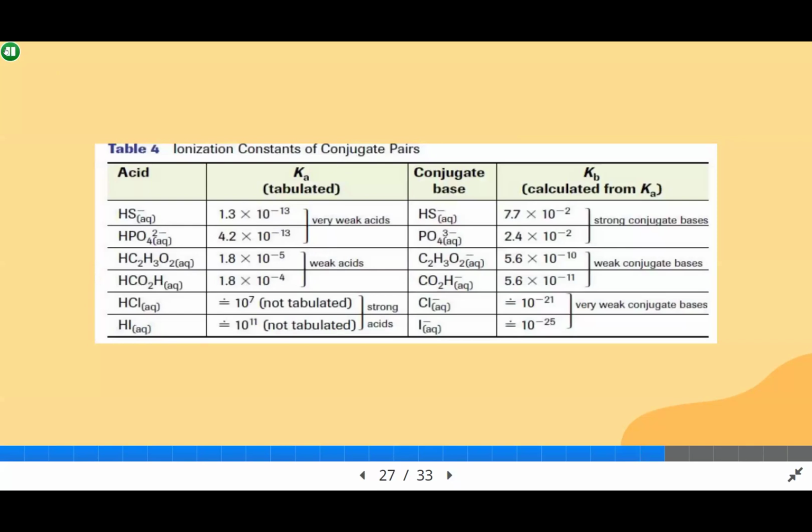This table shows some of the ionization constants for different conjugate pairs, so you could refer to this table when you're looking for a Ka or a Kb value. The larger the value of Ka, the smaller the value of Kb, because in general, the weaker the acid, the stronger its conjugate base.